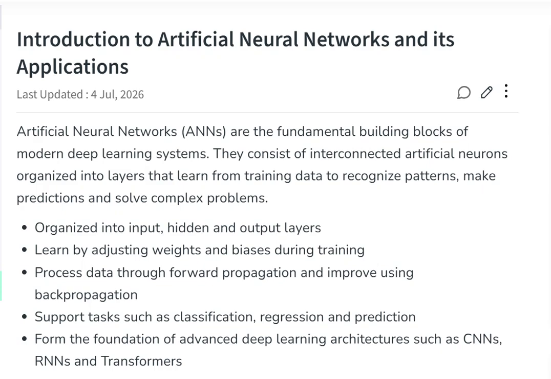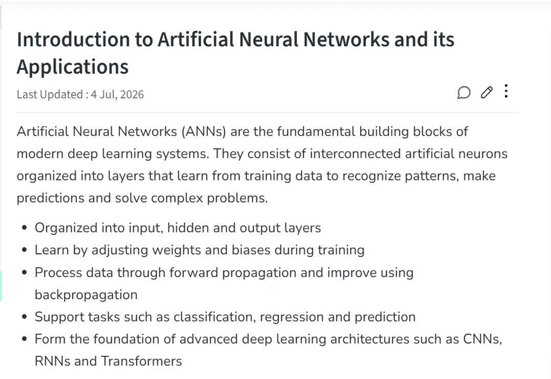Hello everyone. Today's topic is the introduction to artificial neural networks and their applications. Firstly, an artificial neural network (ANN) is a type of perceptron. Artificial neural networks are the fundamental building blocks of modern deep learning systems.